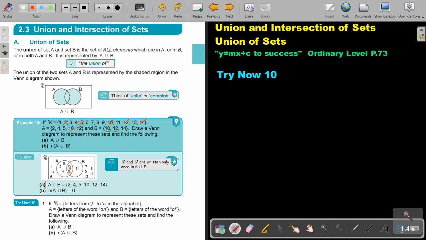So if I say A union B, then it will be all those elements. But remember, we do not repeat elements. So we will just say 2, 4, 5, 10, 12, 14. We will write 10 and 12 only one time. And then I'm asking how many elements? Count the elements: 1, 2, 3, 4, 5, 6. So there are 6 elements in A union B.